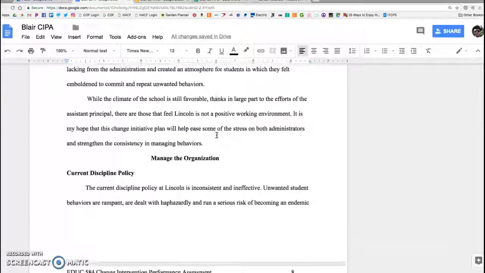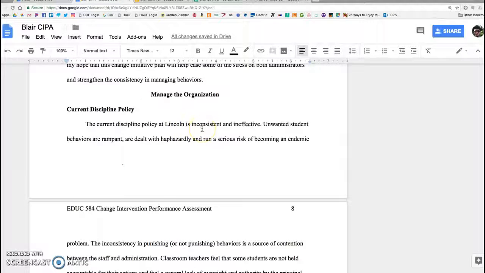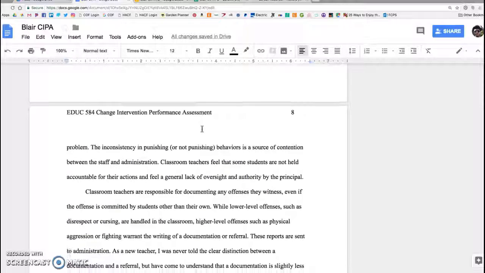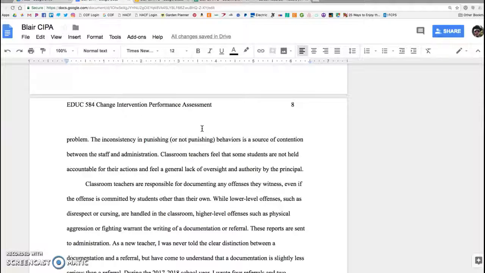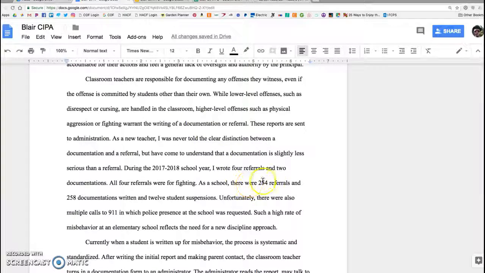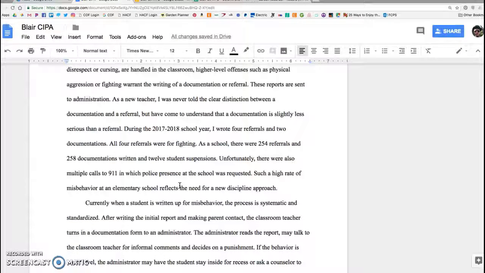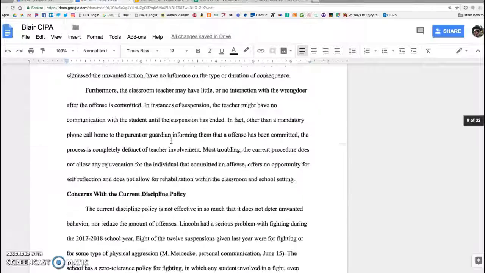Moving on to the current discipline policy. The current discipline policy at Lincoln is inconsistent and ineffective. It uses a traditional discipline approach of suspensions and expulsions. It uses a zero tolerance policy in which students that are involved in a fight, even defensively, can be suspended or removed from school. I talk about that, highlighting the high rate of referrals and documentations, the fact that 911 is called routinely and that police are present at the school at almost a weekly basis, and also the logistics of writing and processing a referral or documentation under the current policy.